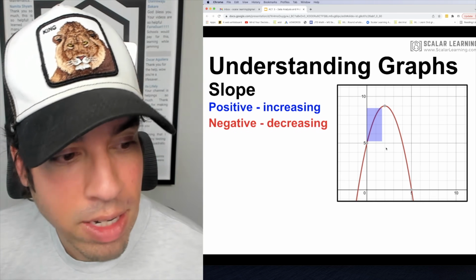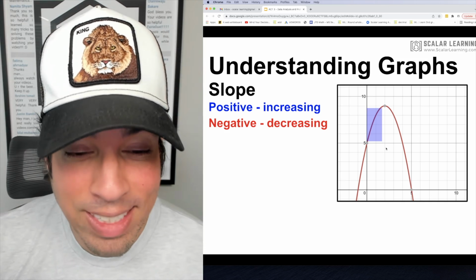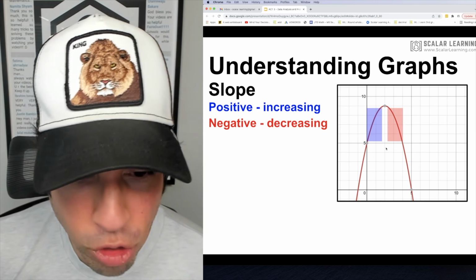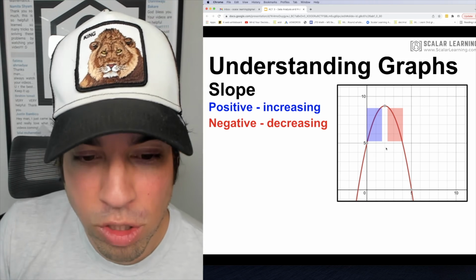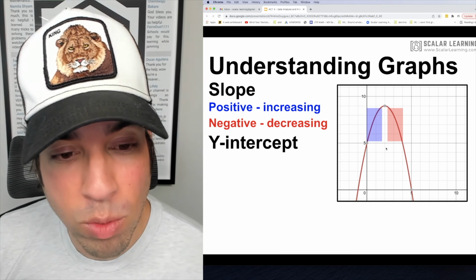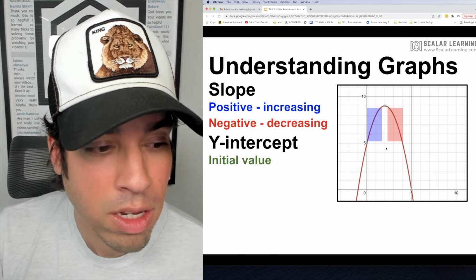We can also have negative slope, which is also called where the function is decreasing. That's when it's going down from left to right, which could be like this portion, for example. That's a portion of the graph where the slope is negative. We generally, on a graph, will have a y-intercept. That's quite literally where the graph intersects the y-axis.